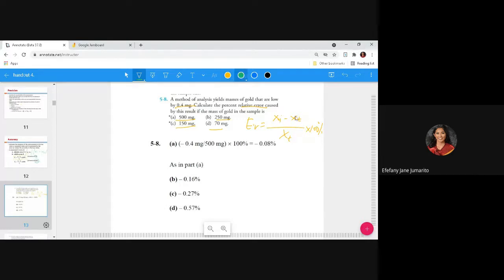In the problem, it is already stated that the mass of gold is low by 0.4 milligrams. So this is the discrepancy. We copy 0.4 divided by the true value. The true value is 500 milligrams, then times 100%. So the mass of gold has decreased by 0.08%. Now, letter D.